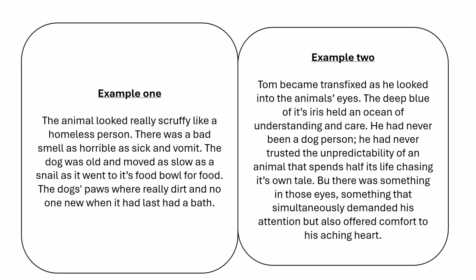Now if we look at example 2, we can see there that the person is trying to use more ambitious vocabulary with words like transfixed, simultaneously, and certain words like that. Even unpredictability is quite a difficult word to spell. We also have things like a semicolon and quite a few language techniques that are a little bit more interesting and engaging than the previous one.